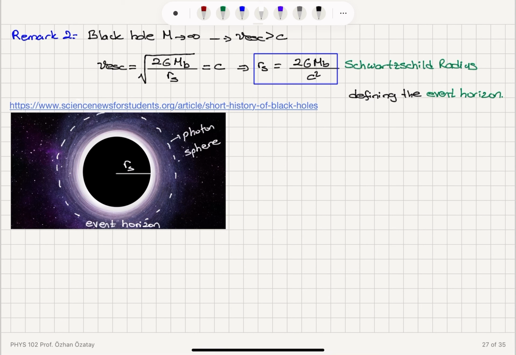For the case of a black hole, this escape speed can exceed the speed of light. So when the escape speed is equal to the speed of light, we have a certain radius of the orbit, which is called the Schwarzschild radius, and that defines our event horizon.